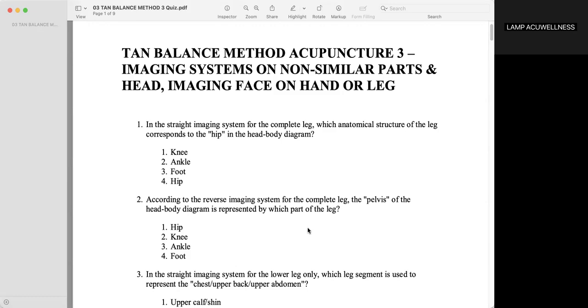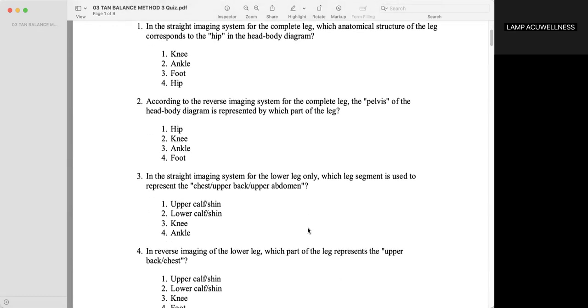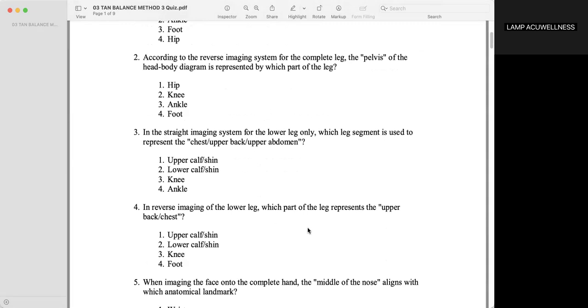Time balance method, acupuncture, part 3, imaging systems on non-similar parts, and head, imaging face on the hand or leg. Okay, number 1. In the straight imaging system for the complete leg, which anatomical structure of the leg corresponds to the hip in the head-body diagram? Hip. According to the reverse imaging system for the complete leg, the pelvis of the head-body diagram is represented by which part of the leg?